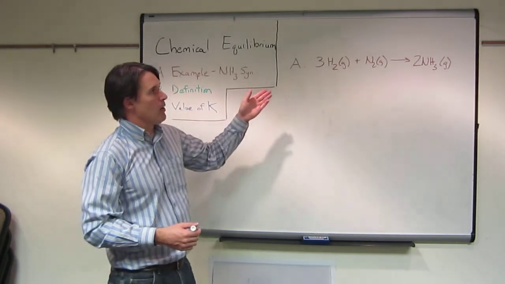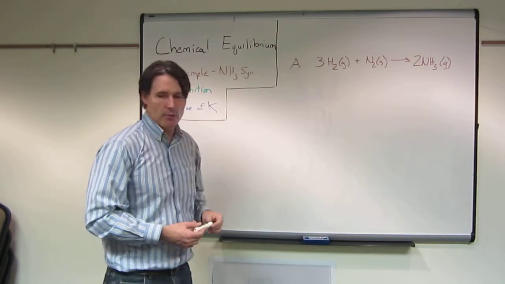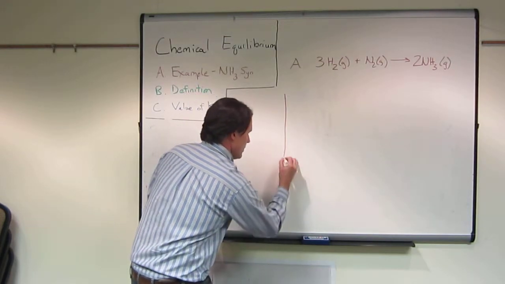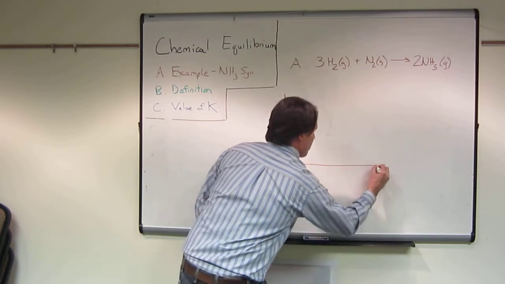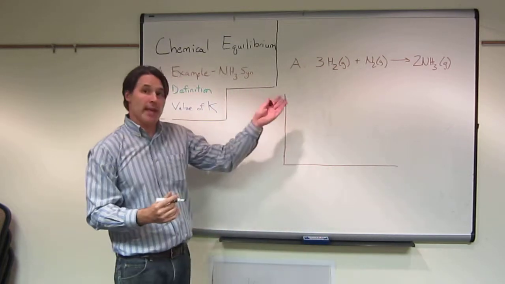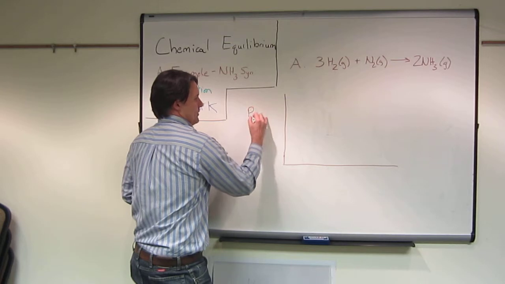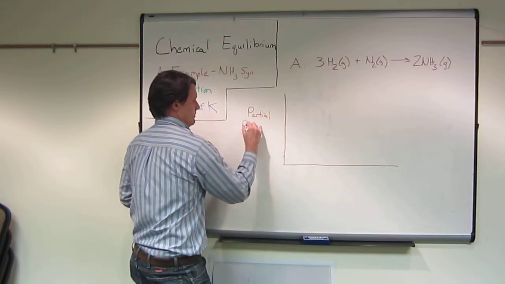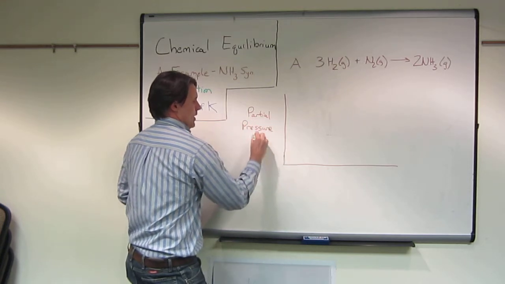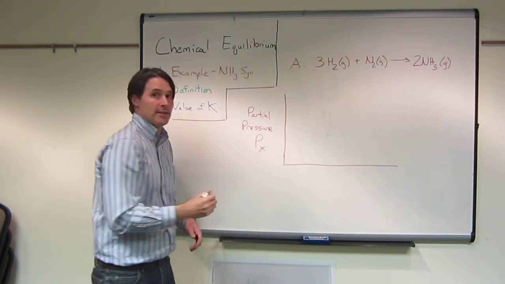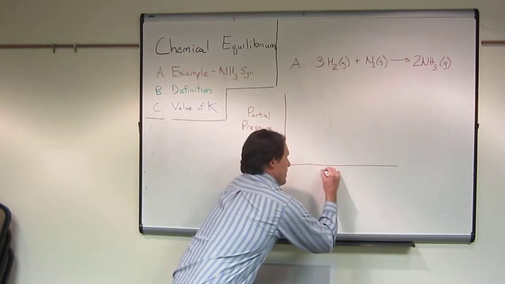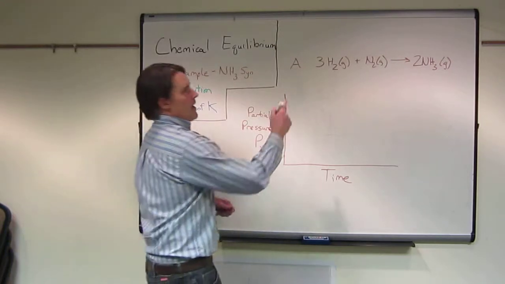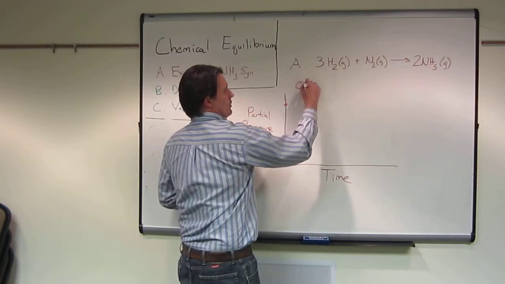So to show how equilibrium applies to this reaction, what I'd like to do is plot how these reagents change with time. Because we're dealing with gases, on the y-axis I'll do the partial pressure of the reactants and products. That will be represented by P sub x, where x is the reactant or product, and then I'll have time on the x-axis. So we'll start out with only reactants.